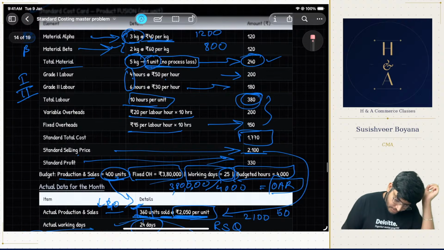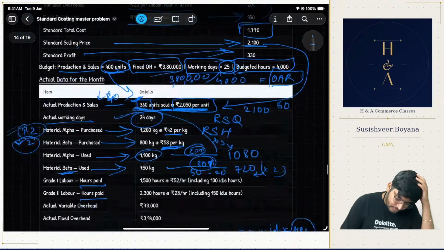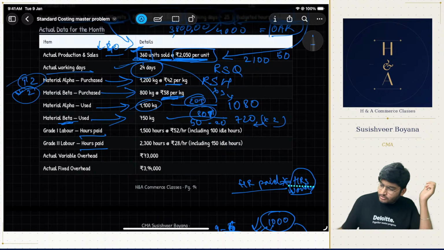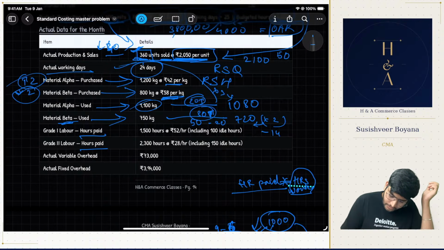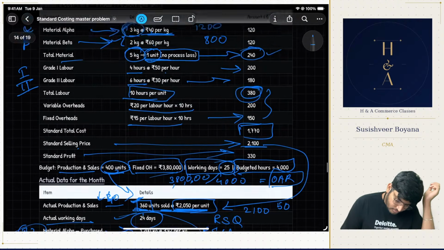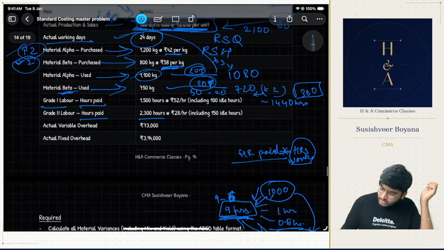Okay, so let us understand. How much should they be working? 4 hours per unit and 6 hours per unit. So grade 1 labor, they should work 4 hours per unit. That means 360 into 4, 1440 hours they should have worked for grade 1 labor for 360 units. This is all based on 360, that is the actual production. And what do we see? Around 6 hours for the other.